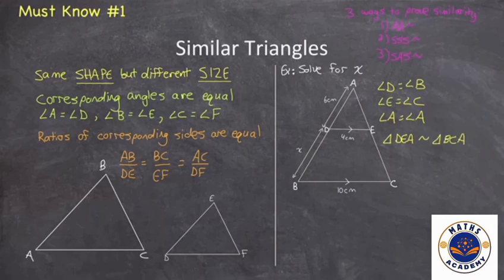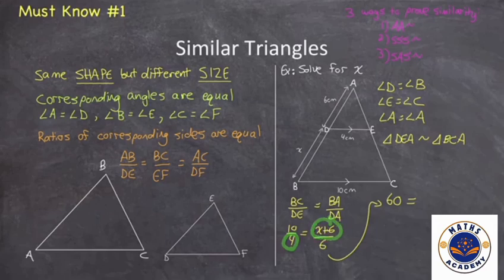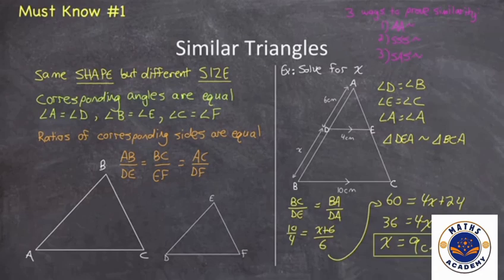And because I know that they're similar, I know that the ratios of corresponding sides have to be equal to each other. So I know that the length of BC divided by the length of DE is going to be equal to the length of BA divided by the length of DA. And then if I sub into this equation what I know, I can then solve this equation using algebra. I can cross multiply. 10 times 6 is 60, and 4 times x plus 6 is 4x plus 24. Solving this for x, I'd have 36 equals 4x, divide by 4, I have x equals 9. There you go. Now you can see how to use properties of similar triangles to solve for unknowns.